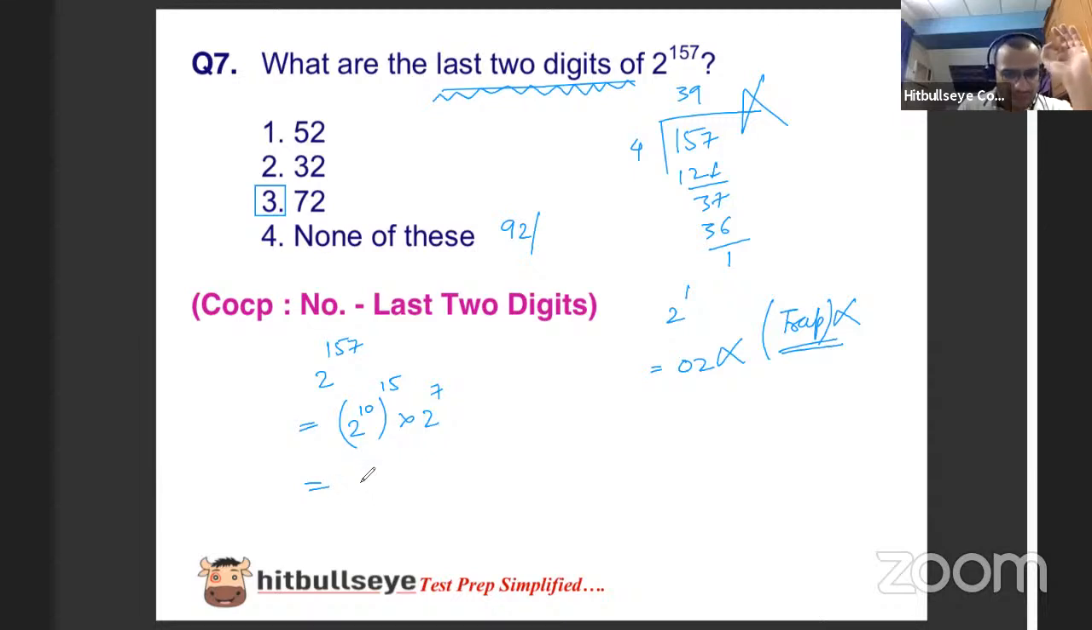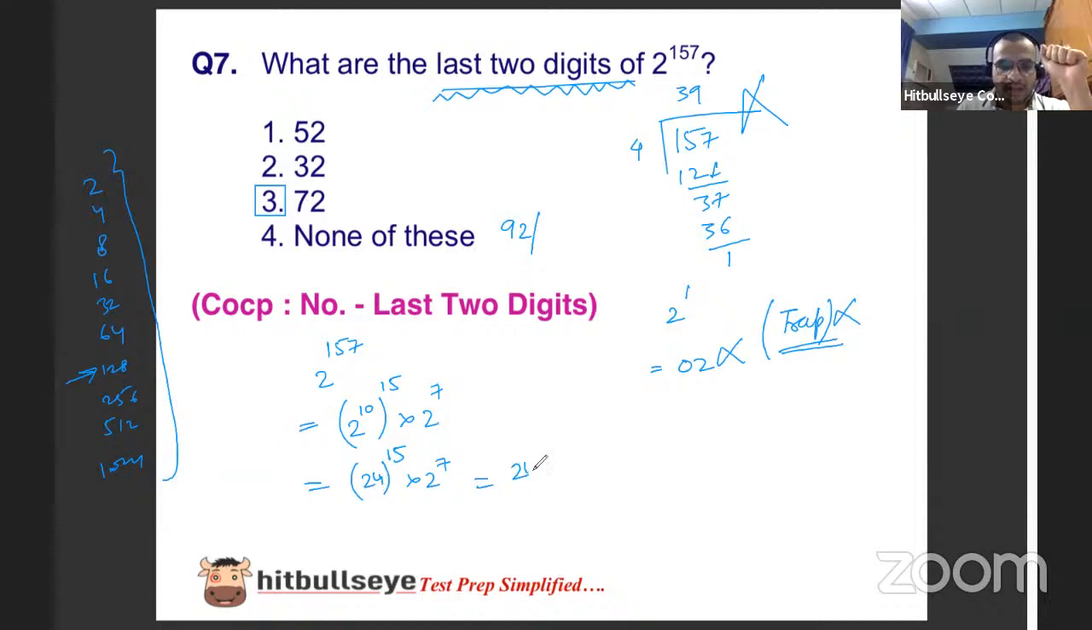Last two digits is something which I will be observing. 24 raised to the power 15 into 2 raised to the power 7. Again, you should know from 2 raised to the power 1 till 2 raised to the power 10 at least: 2, 4, 8, 16, 32, 64, 128, 256, 512, 1024. These you should be having on top of your head always. So now 2 raised to the power 7 is what? 128. So again, we have learned 24 raised to the power odd will remain 24.